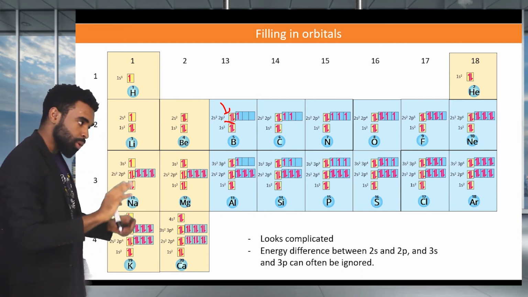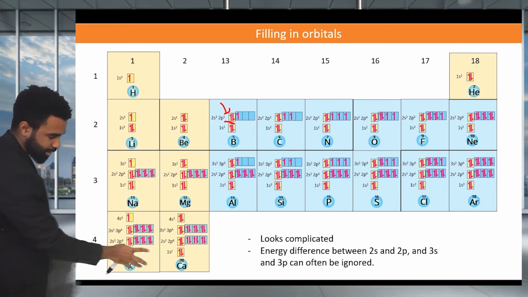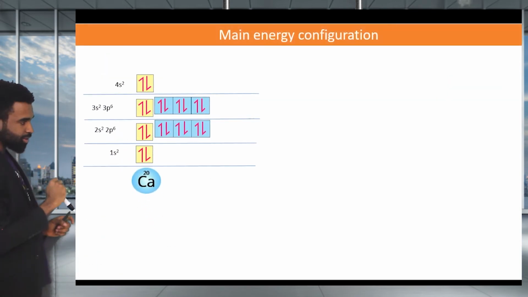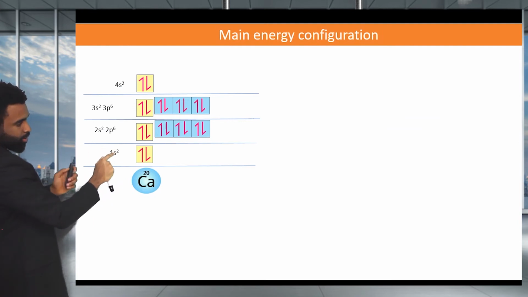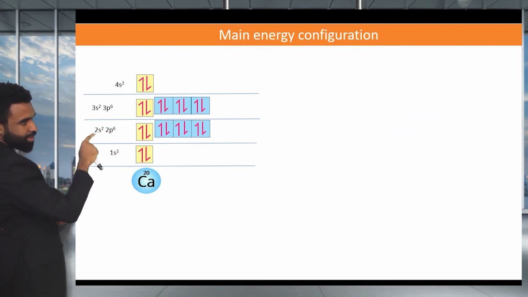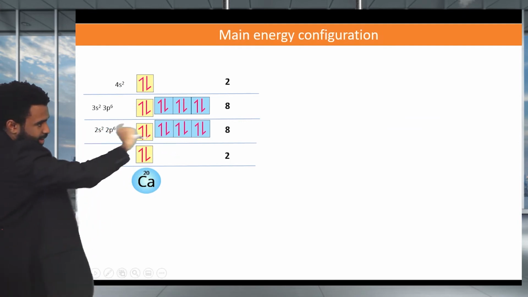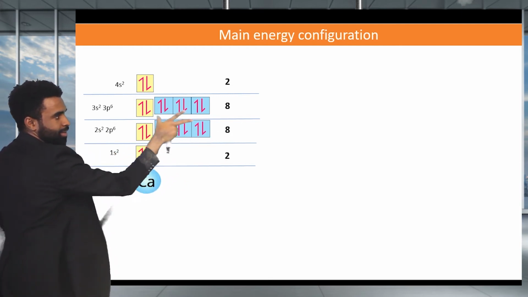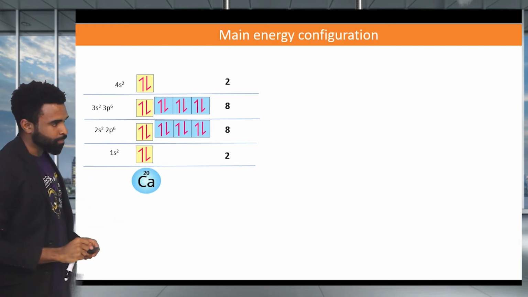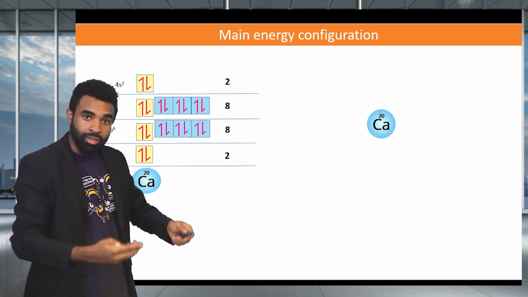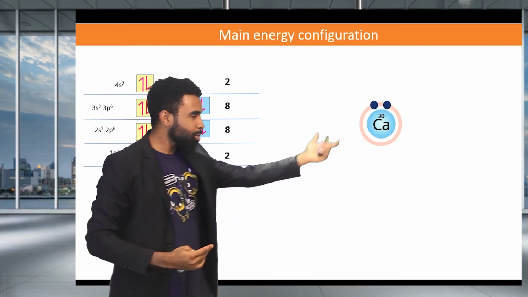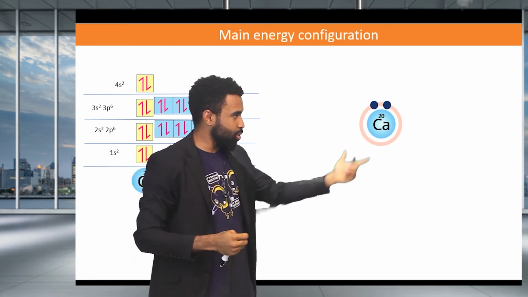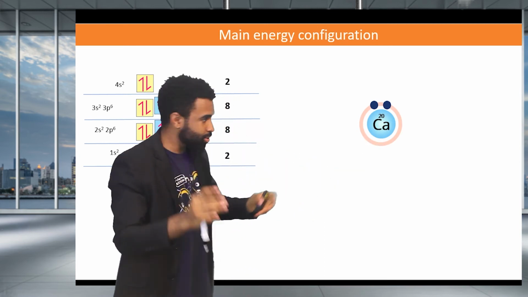And so what we can do then is let's take calcium, we can just focus on the main energy levels. So instead of thinking about the S's and the P's, we just count the electrons in the whole main energy level. Here we have 2, here we have 2 plus 6, so 8, then 2. And we can represent that on an orbit diagram. So the orbit was how we used to think electrons moved around the nuclei. But we changed that to this orbital.